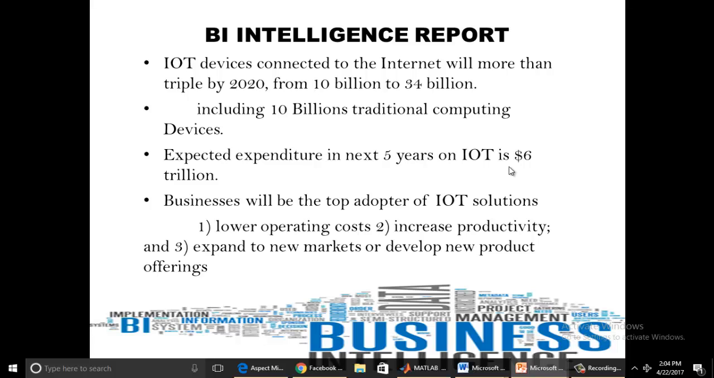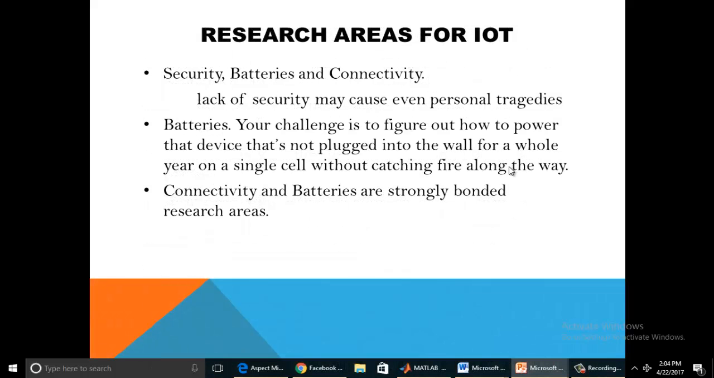So in the end, another important thing: for students who are working in the Internet of Things and are often confused about the research areas, I have tried to compile some research areas for Internet of Things. The three important research areas, according to me, are security, batteries, and connectivity. Now, I'll discuss them shortly one by one.